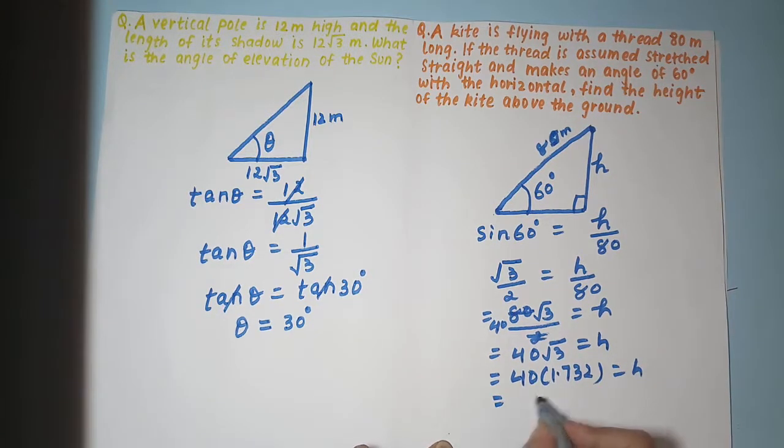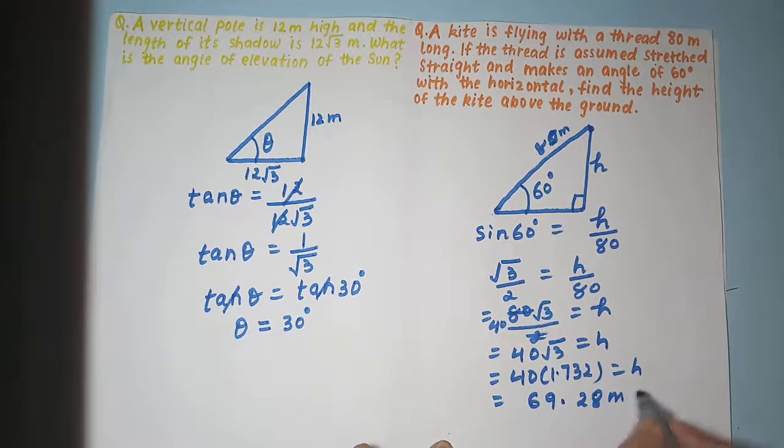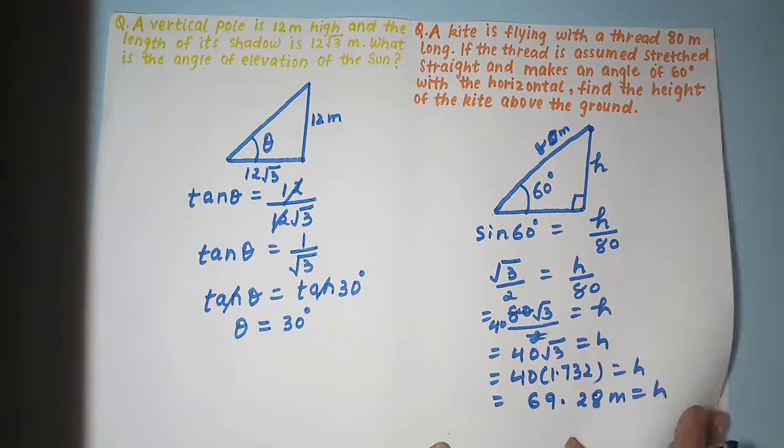So this makes it 69.28 meters. So how much is your h? 69.28 meters.